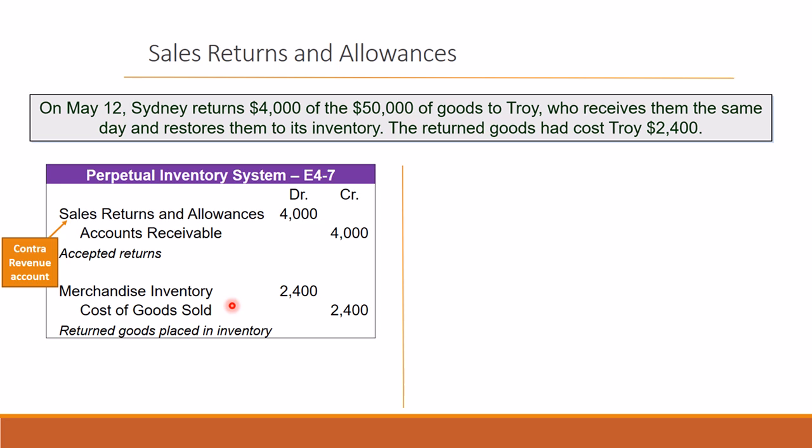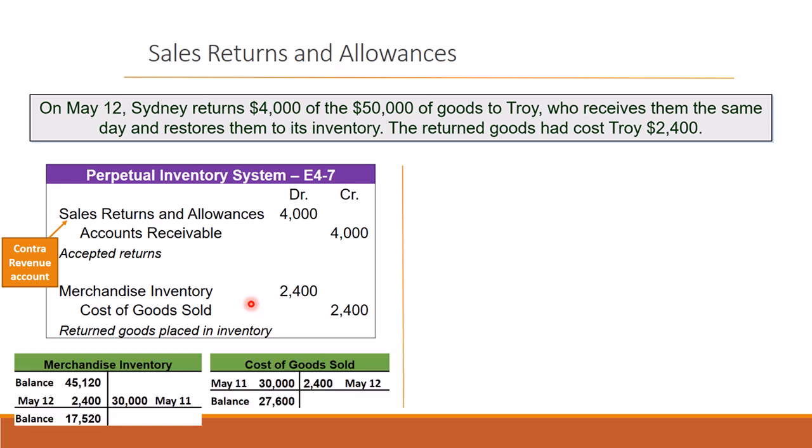In that instance, Troy would have had to approximate what these goods are worth. For example, they might have said, "Hey, I know that they originally cost me $2,400, but I'm going to have to pay $200 to repair them." $2,400 minus $200 is $2,200. That's the dollar amount that they would have recorded the second entry, the debit to merchandise inventory and credit to cost of goods sold, for. So going back to our original scenario, let's look at merchandise inventory and cost of goods sold.